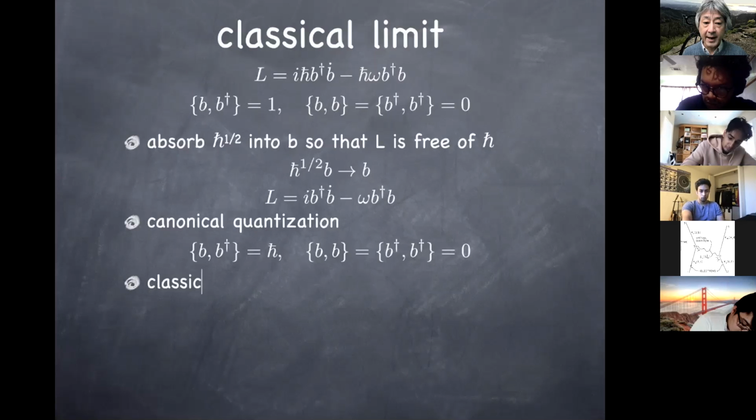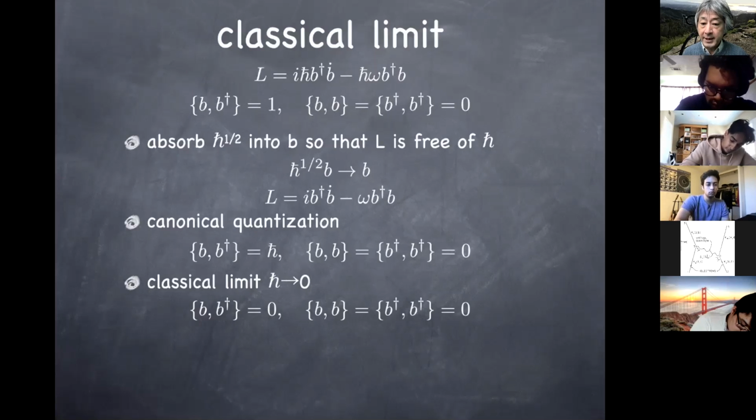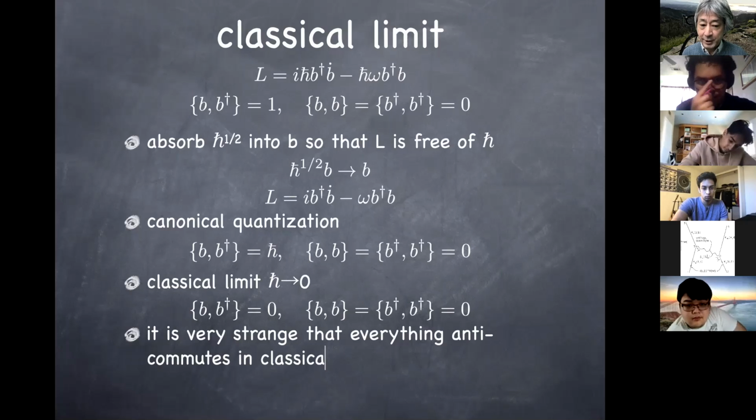And now we can safely take the limit of h bar going to 0. Then all of these anti-commutators vanish, which looks fine at a casual look. But if you think a little bit more deeply about this, this is actually very strange. Everything anti-commutes in classical physics.